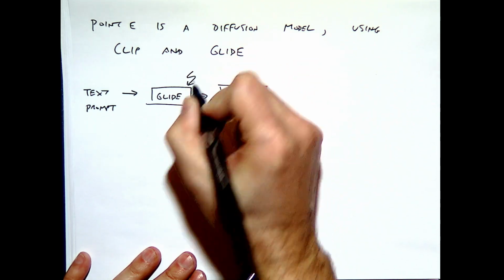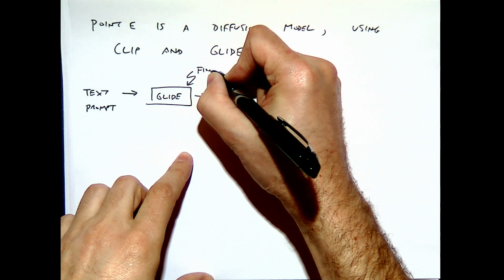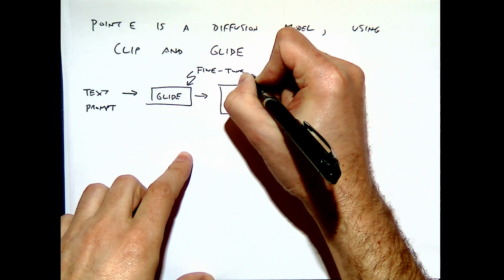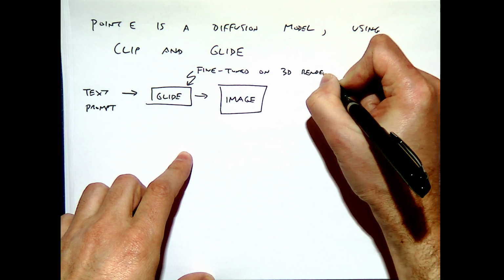And this text-to-image generator is specifically trained for images of 3D renderings, right? So it's not trained on your generic types of photographs. The idea is that they took a library of lots and lots of 3D objects, rendered them from different perspectives, and then used GLIDE to do it. So this is basically fine-tuned on 3D renders specifically.